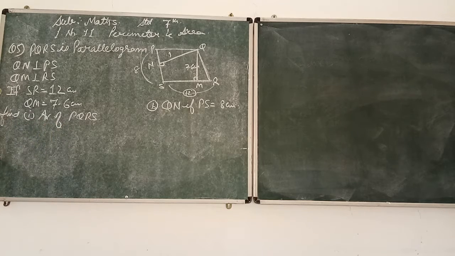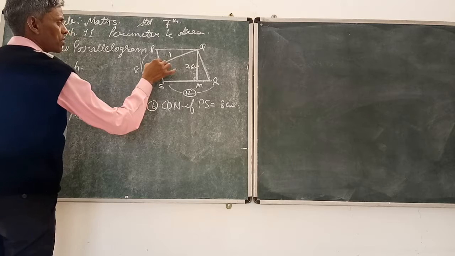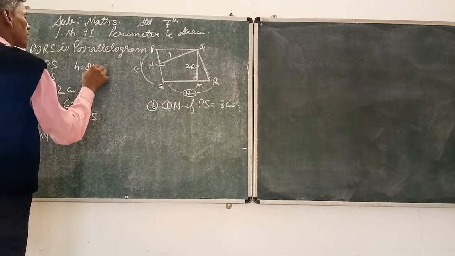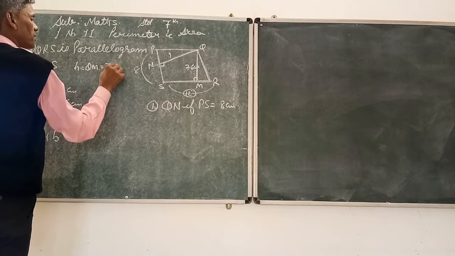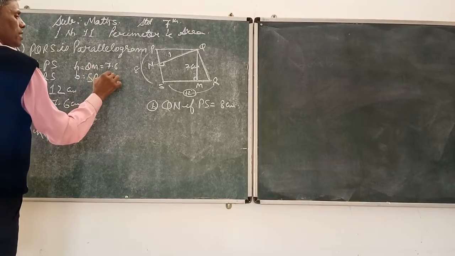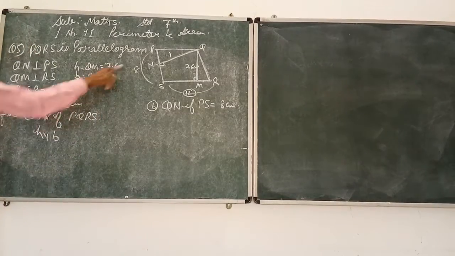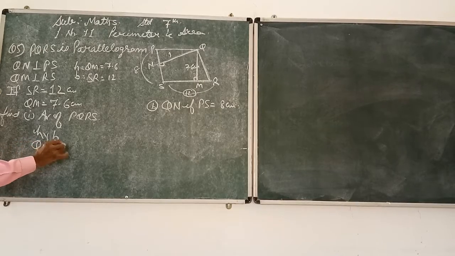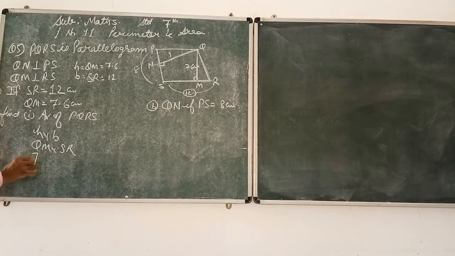Area of parallelogram PQRS is H into B. Here H, you can take two things. There are two H: QN is H, and QM is H. Where QM we are taking is 7.6, and base, that is SR or RS, is 12 centimeter. So area is QM into SR, that is 7.6 into 12.